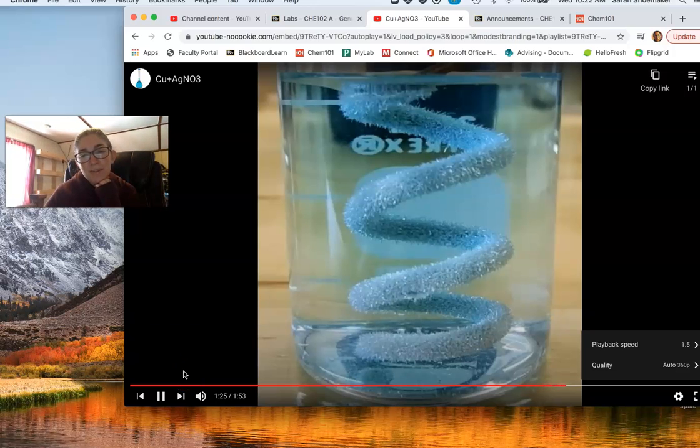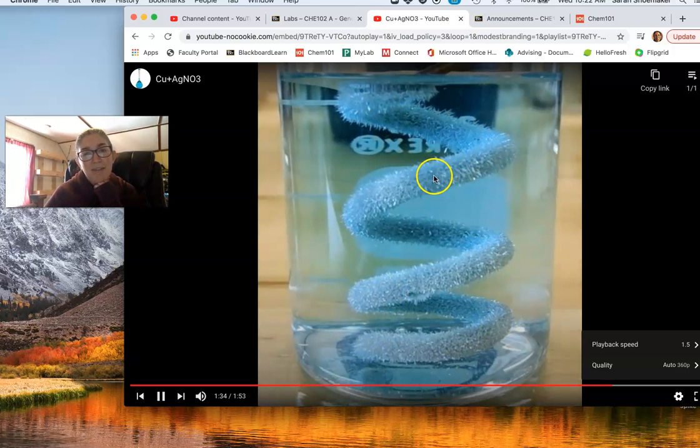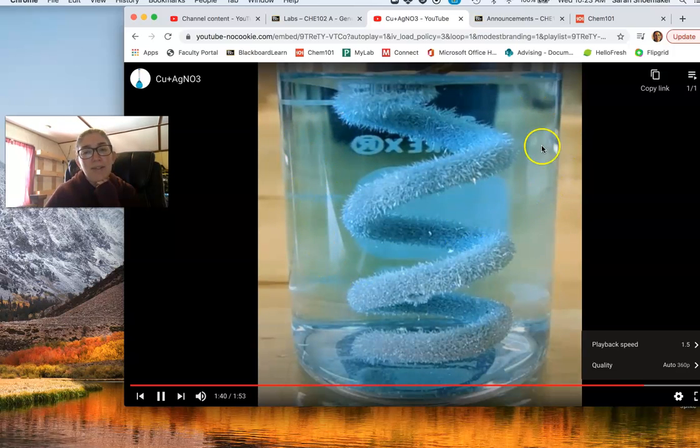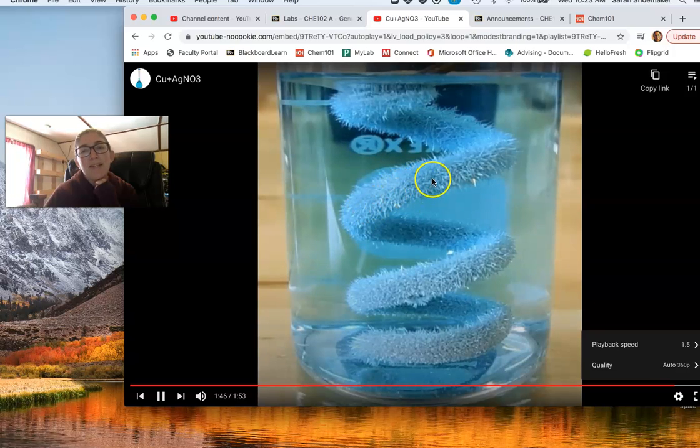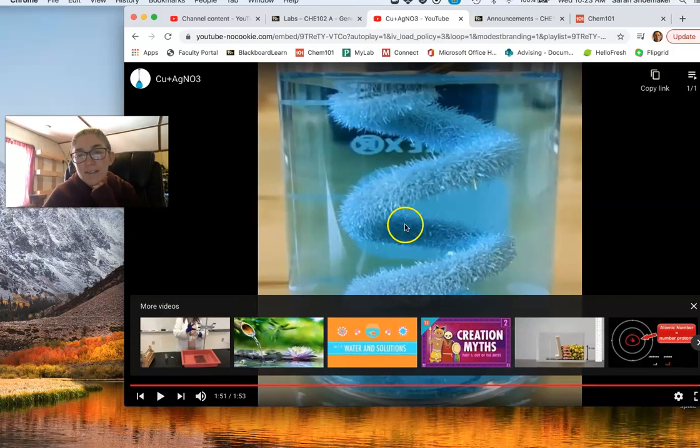And so we're still watching this reaction go. The needles are actually getting a little bit bigger. So this is solid silver precipitating out of solution. The silver ions were floating around in aqueous solution, but they are precipitating and forming a solid on the copper wire there. It looks pretty cool.